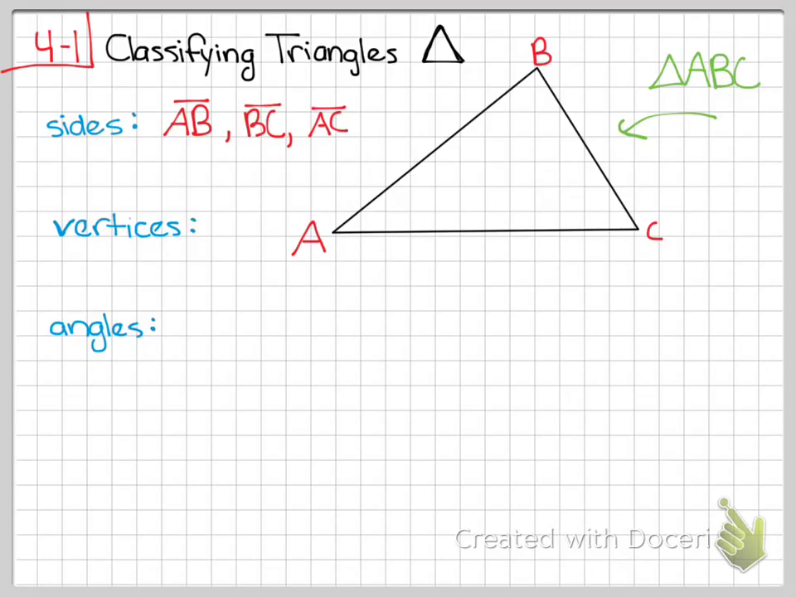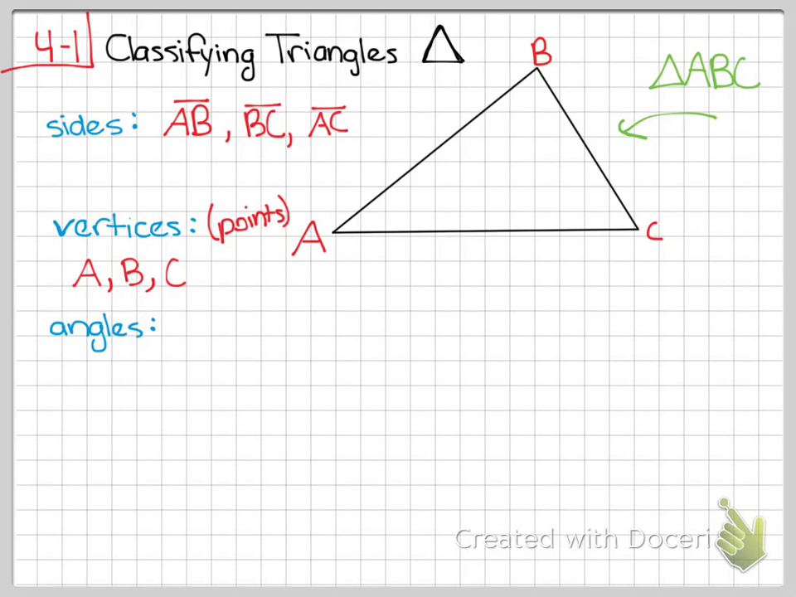Next we have the vertices of the triangle. The vertices of a triangle are just the points. And the vertices of any polygon are just the points of that polygon. So the vertices here will be A, B, and C. Those are the three vertices, point A, point B, and point C.